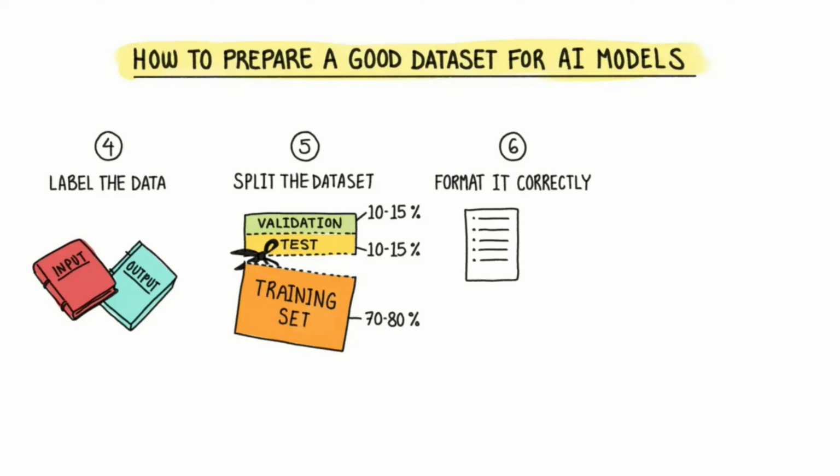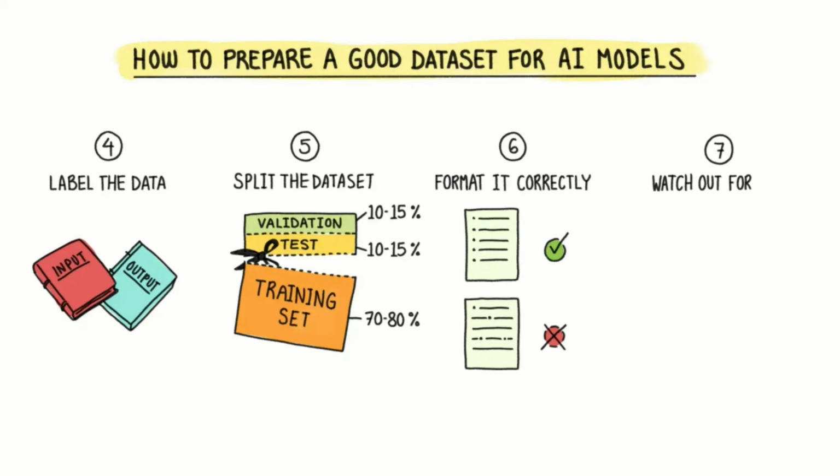6. Format it correctly. Models expect data in a certain structure, like text files with one sentence per line, CSV or JSON files, etc.